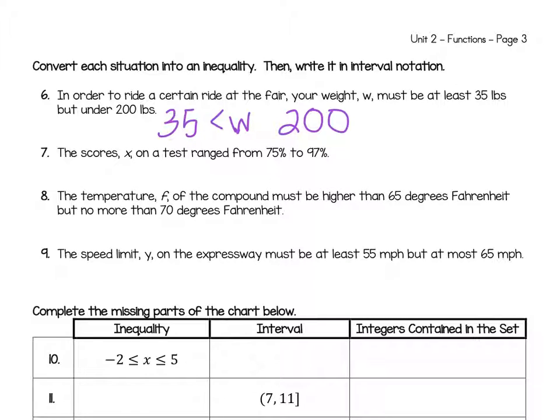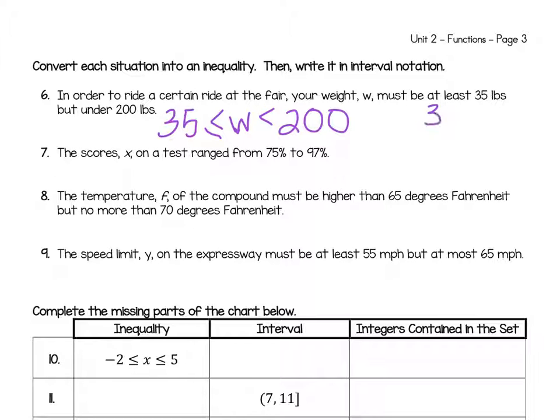The symbols will always be less than symbols when we're talking about a range of values. But what we need to find out is, can you weigh 35 pounds? Well, at least. So at least, yes. If you weigh 35 pounds, you can go on the ride. So we're going to say equals. And then we need to be under 200 pounds. So under 200, well, if you weigh 200, unfortunately, you won't be able to ride this particular ride. So we are going to leave that a less than symbol. Your weight cannot be equal to 200.